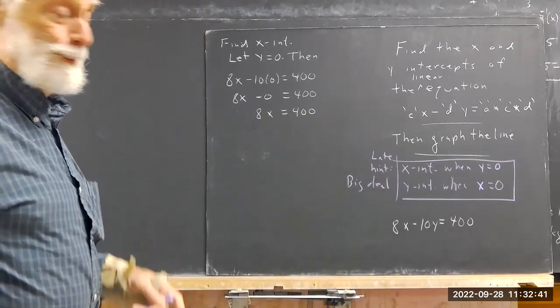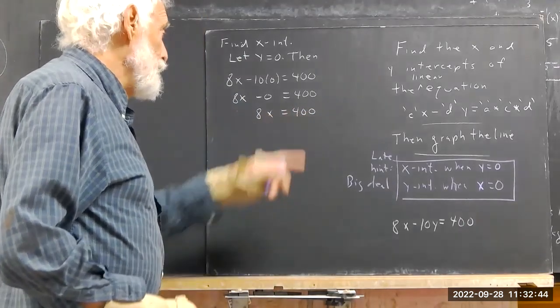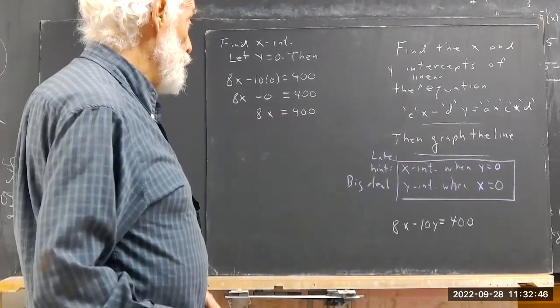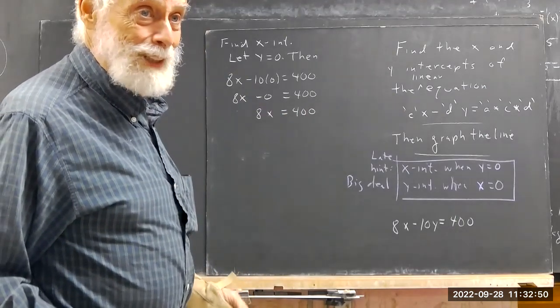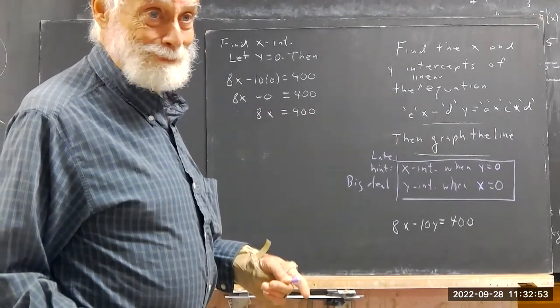Now, to get x, we don't subtract 8 from both sides, because 8x minus 8 is not just x. 8x divided by 8 is x.